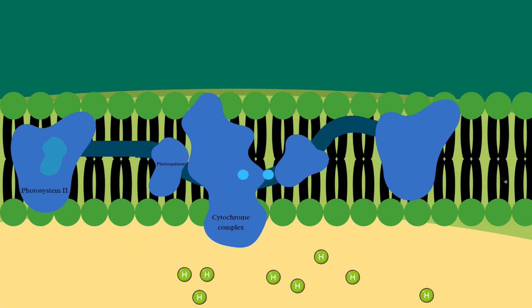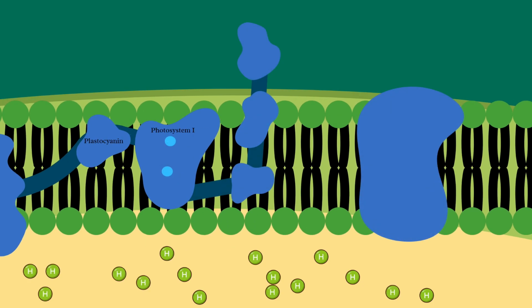In photosystem 1, notice how the electrons are now still. This is because as the electrons were moving through the ETC, they were losing energy. But we'll get back to that later.